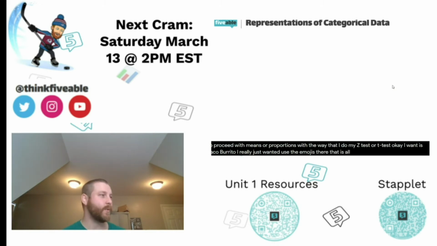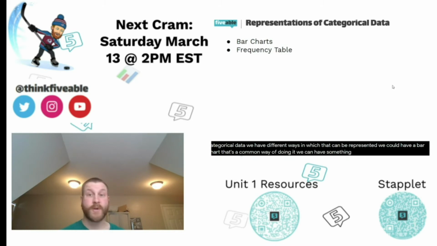That is also categorical. So if we're looking at categorical data, we have different ways in which that can be represented. We could have a bar chart. That's a common way of doing it. We could have something like a frequency table. How many people said taco? How many people said burrito? How many people said Mexican pizza? May you rest in peace.